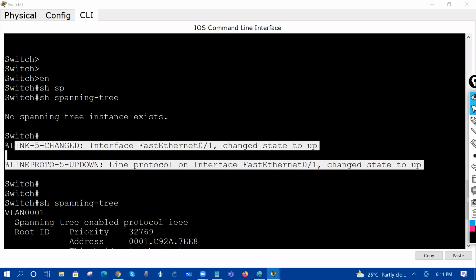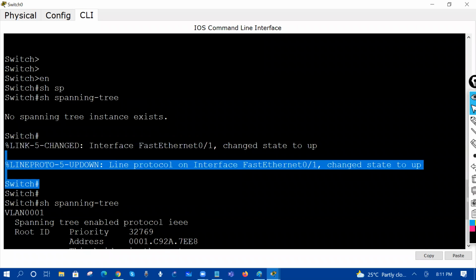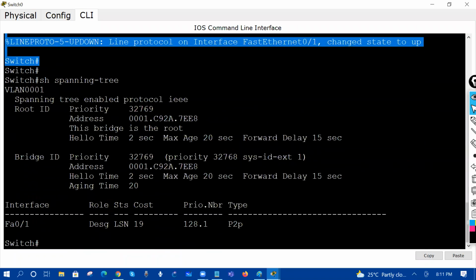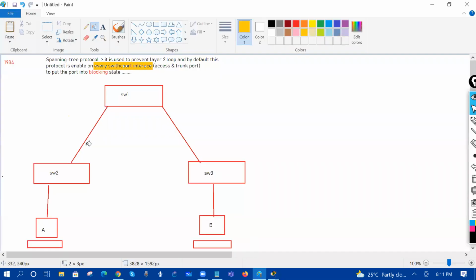Look over there. Previously, there was no spanning tree instance over there. After adding the interfaces, what happened? Automatically, the spanning tree will be enabled over there. So what I'm trying to say is that right now I have a link connected over there. There's no loop in this topology, but still your spanning tree will be there.